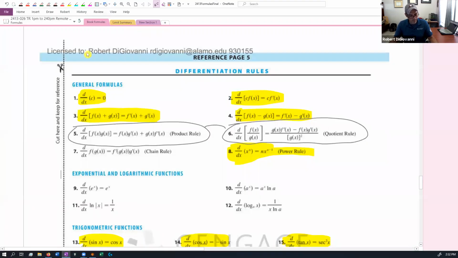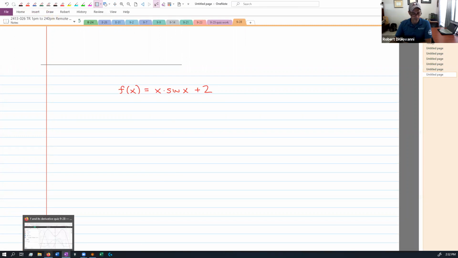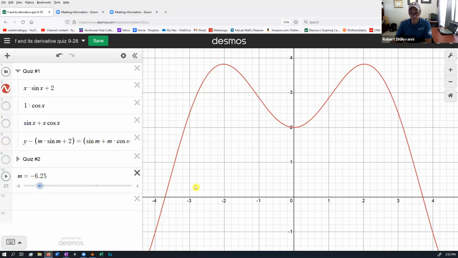Okay, so the function that we're looking at right now is this function, f of x equals x times sine x plus 2. Okay, so jot that down. Got it? Okay, that's the graph of x times sine x plus 2. There it is, all right?